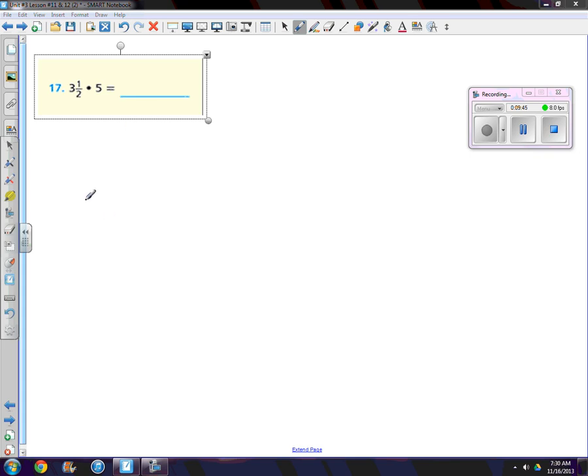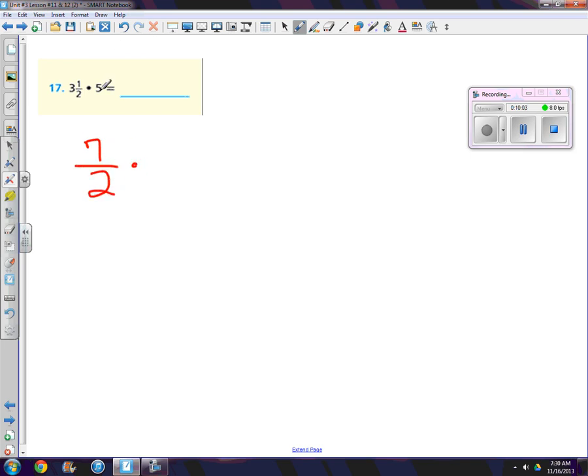So again, you can't multiply mixed numbers times fractions, so you have to convert them to improper fractions. 3 times 2 is 6 plus 1 is 7, so 7 over 2 times, remember, 5 as a whole number is 5 over 1. 7 times 5 is 35. 2 times 1 is 2. 35 over 2 would be a final answer.